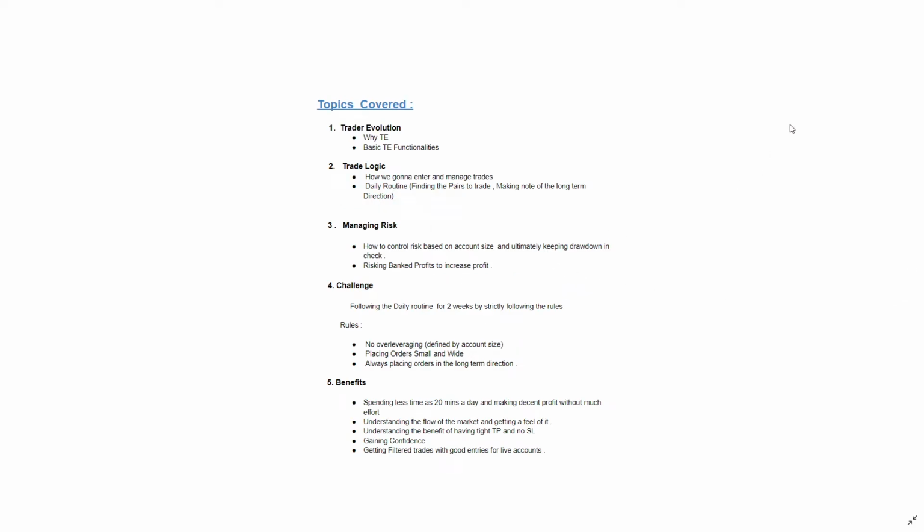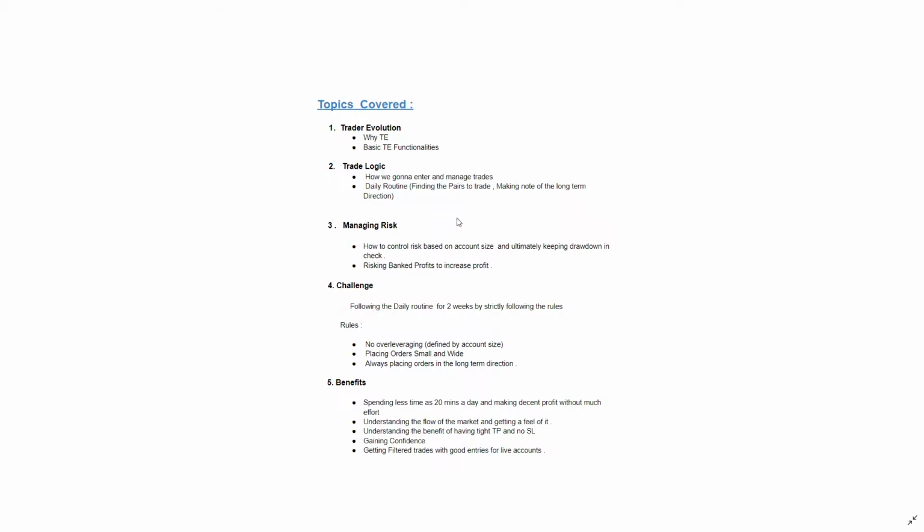Okay. So the topics we're gonna cover today are first trader evolution, then we got the trade logic, managing risk, the challenge, the benefits, and one more. I'm going to go over what I'll discuss on each topic. In T, you can expect I will explain why T and its basic functionalities. For trade logic, how we enter the market and manage our trades, the criteria to enter and how we are going to do it. In managing risk, how we're going to control the DD here. That's the main topic here.